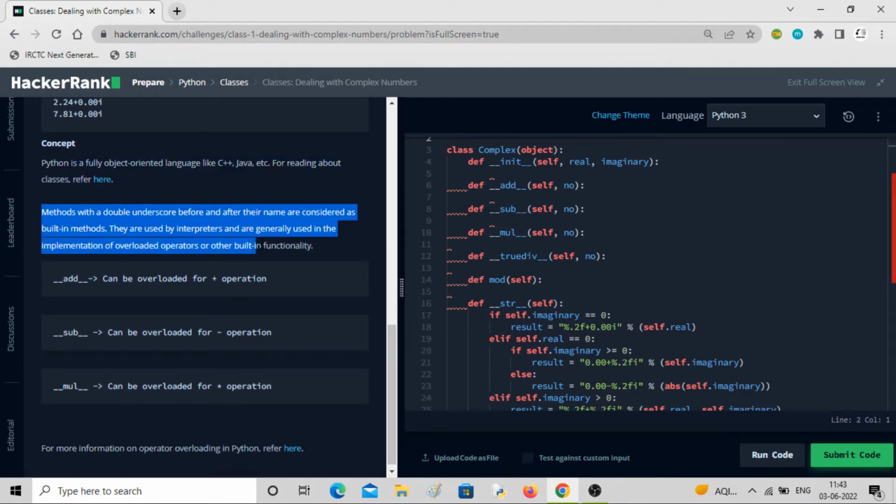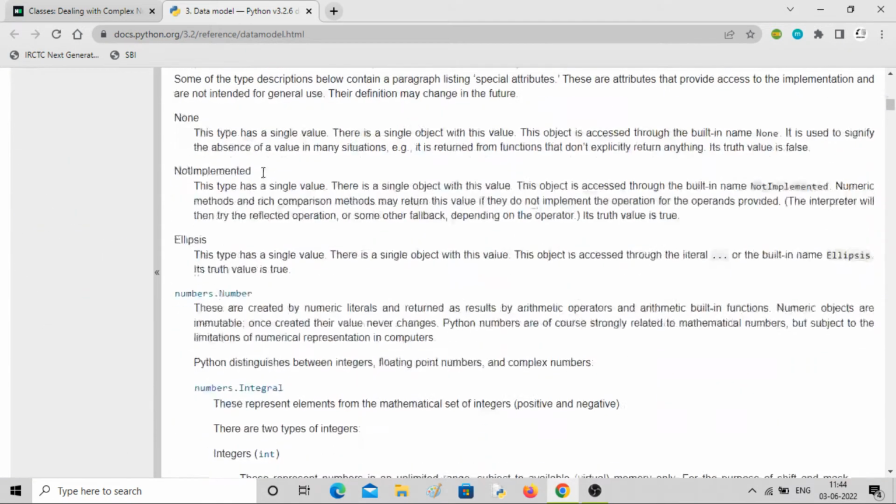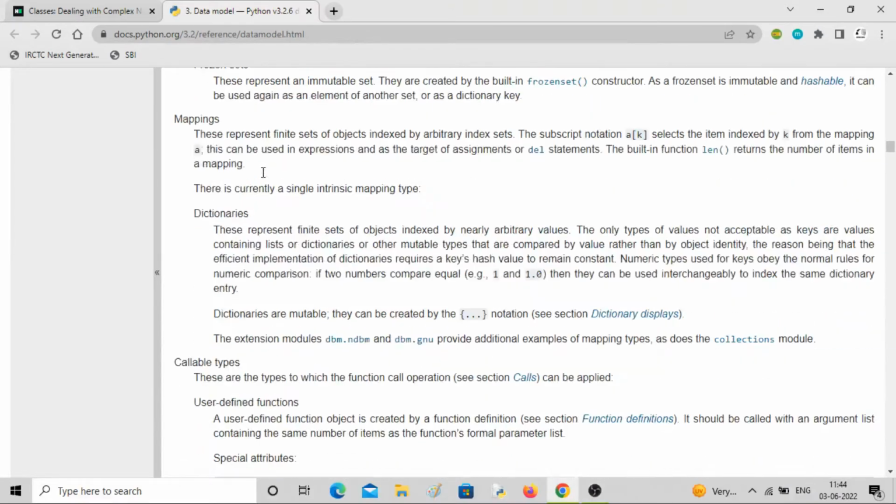Now this is what I was talking about in the previous question. We have seen underscore init underscore, right? Similar to that, we have underscore sub underscore, which can be overloaded with the negative sign. So when you use this dash sign, it will automatically call the underscore sub method. This is something called overloading, and I don't want to go into the details. You can go through this page. Here they have mentioned it, so we don't need much of this. You can go through its Python doc.